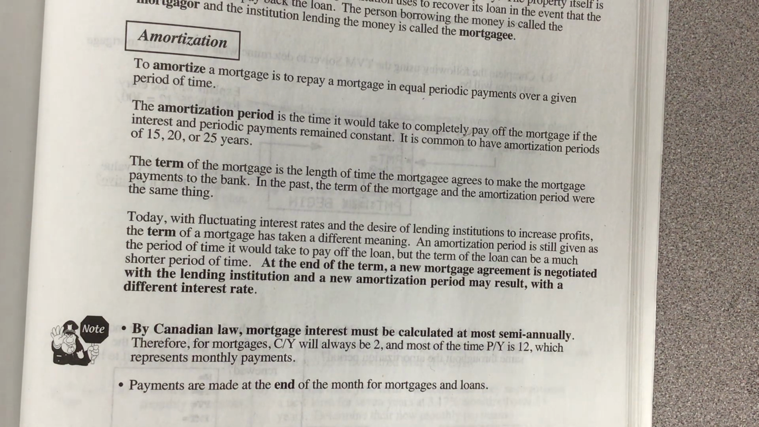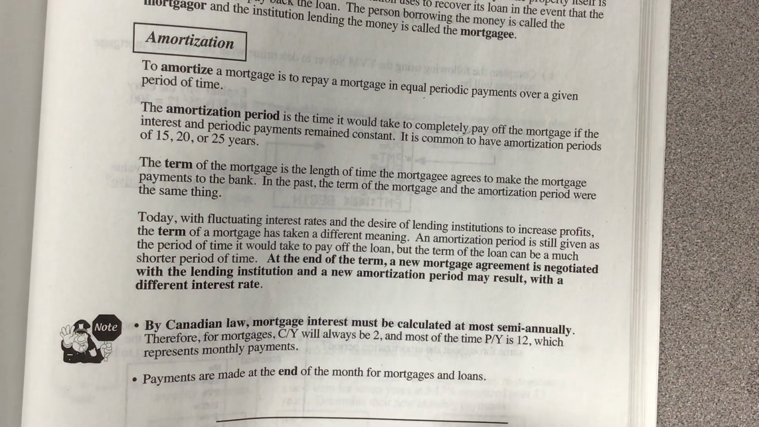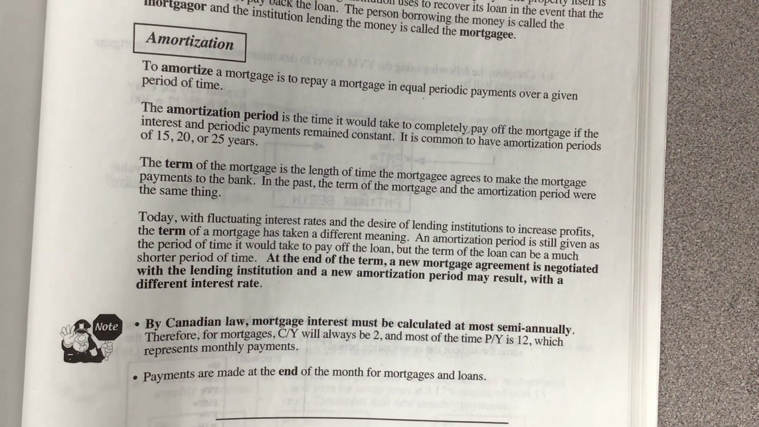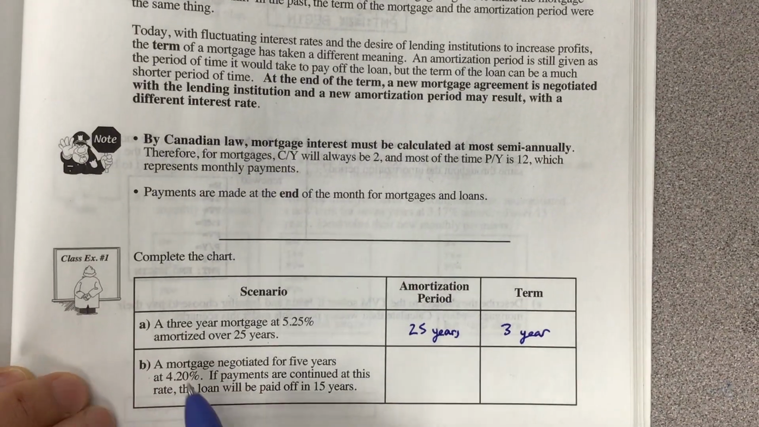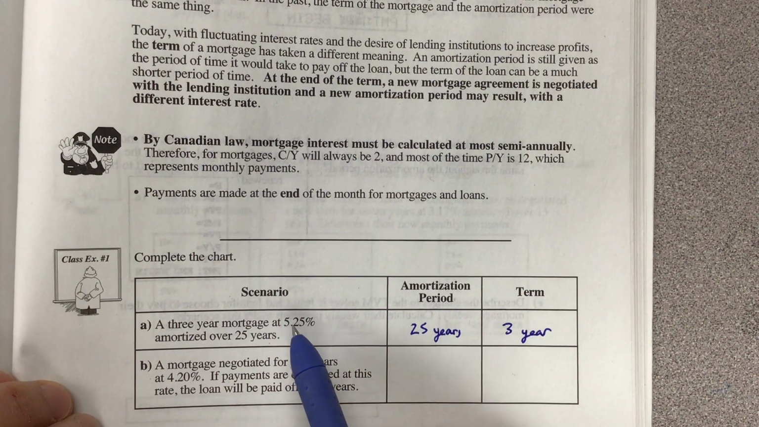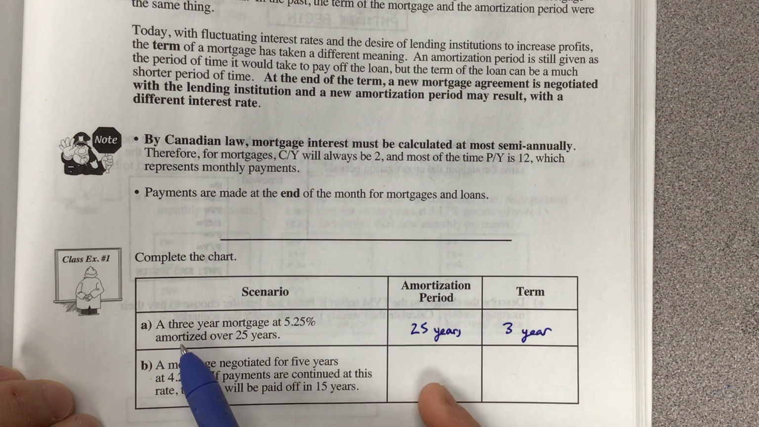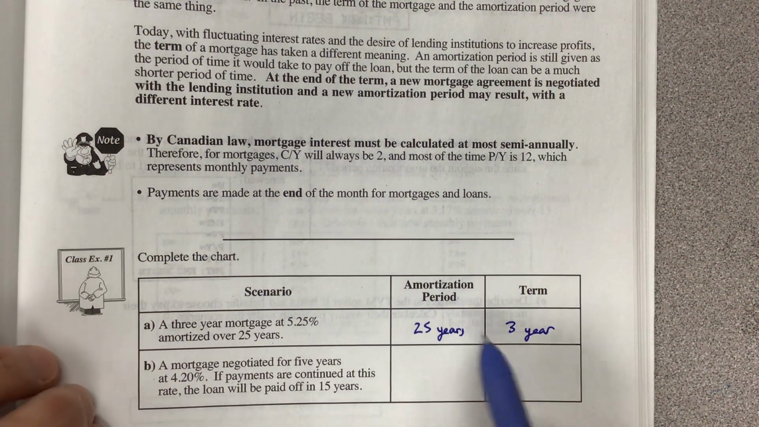Now let's complete this chart. A 3-year mortgage at 5.25% amortized over 25 years. So the amortization period is 25 years here. The term is 3 years. Again, a 3-year mortgage at 5.25%. The amortization period is 25 years, because it's amortized over 25 years, and it's a 3-year mortgage. So the term is 3 years.